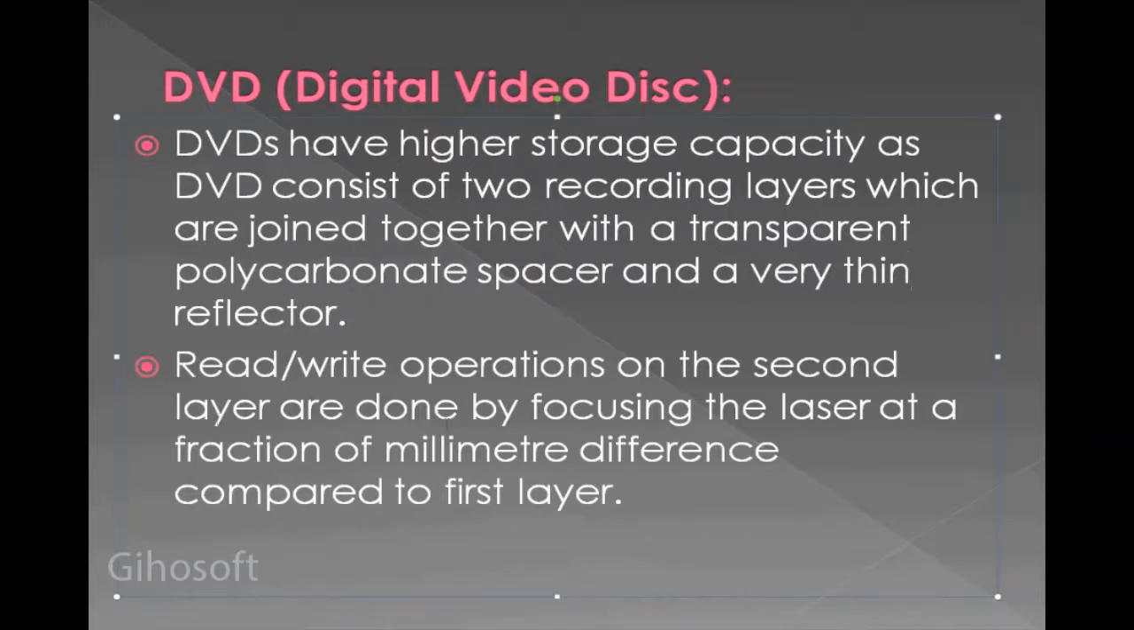Read-write operations on the second layer are done by focusing the laser at a fraction of a millimeter difference compared to the first layer. Now there are 2 layers on top of each other. When the laser has read all the contents of the first layer, it is shifted slightly, just a mere fraction of a millimeter, about 0.1 millimeter. Then the laser is able to focus on the second track, going through the transparent spacer and onto the second layer which is below the first.